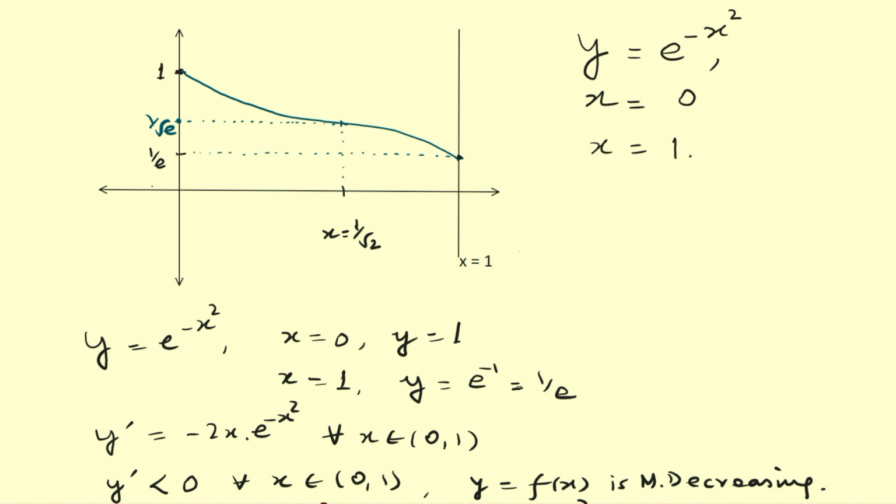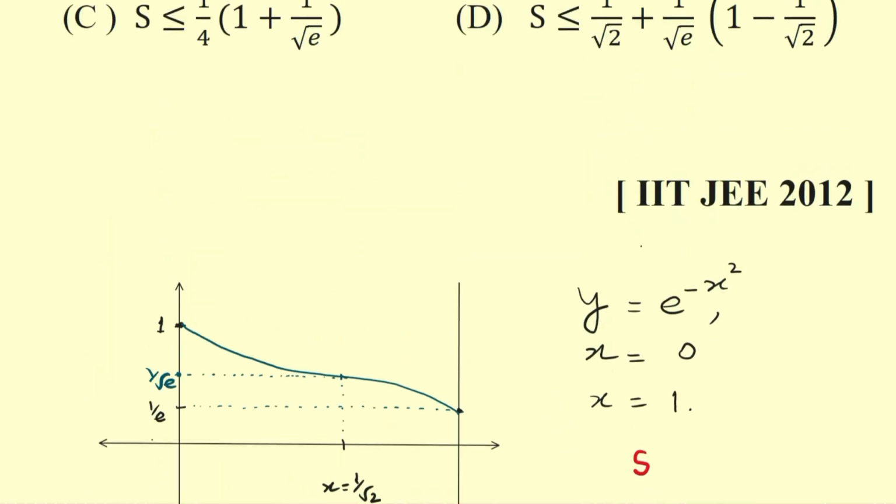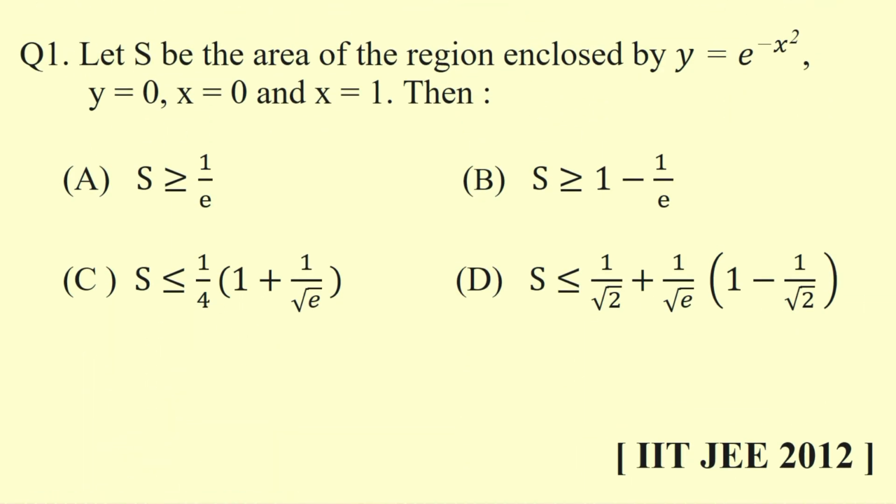Now, first of all, we look at the options that we have to check. First, we know that S is the total area under this curve, that is this whole area below the graph and between the axes. But then we have to check the first option. First option says S is greater than or equal to 1 by e.